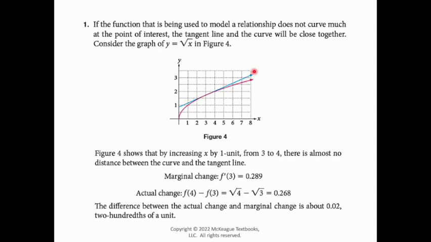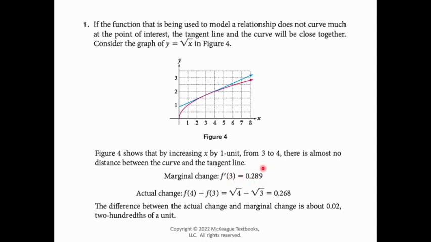So the tangent line is going to be close to it, almost lays on top of it. So if I'm looking at x equals 3, and I use the tangent line to approximate what happens when I go from 3 to 4, I'm looking at the slope of the tangent line. I would find that it's 0.289 because I would find the derivative, that would give me the slope, and then plug in the slope at 3.